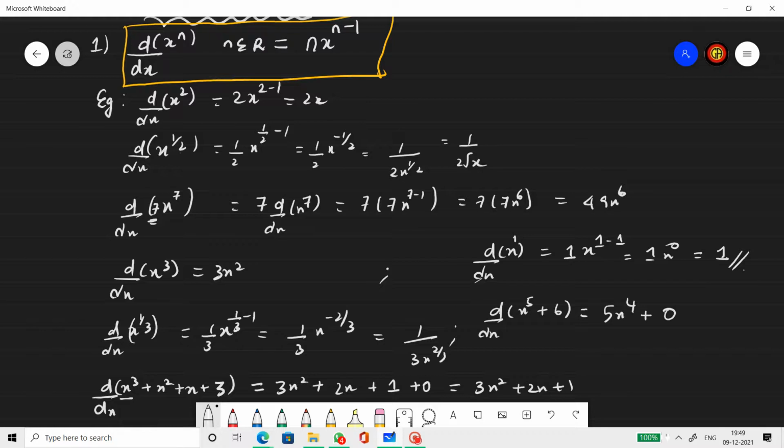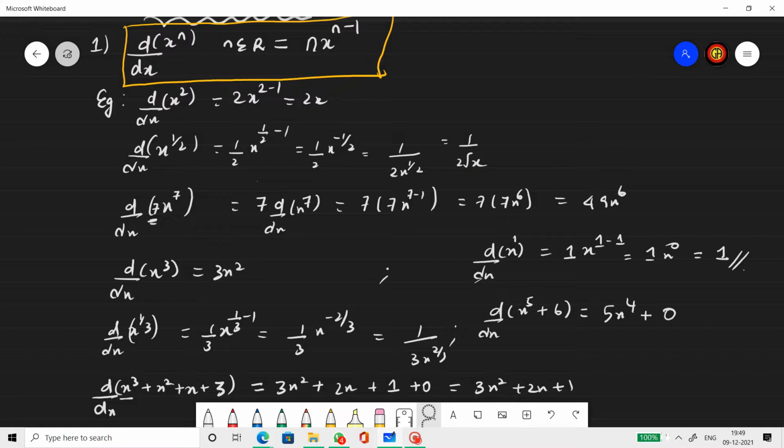What happens if the power is a fraction? The same thing, because n applies for any real number. Even here, the power is half, the half comes down and half minus 1. So half into x to the power of minus half. 1 by 2 minus 1 simplifies to minus half. Now since the power is negative, you take the term to the denominator. When the power is negative, you bring it to the denominator. So it will be 1 by 2 x to the power of half, which is 1 by 2 root x.